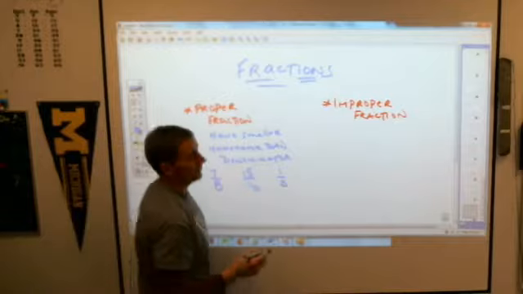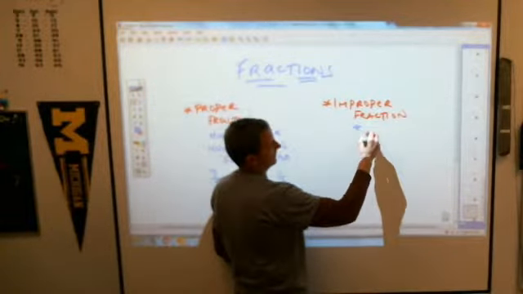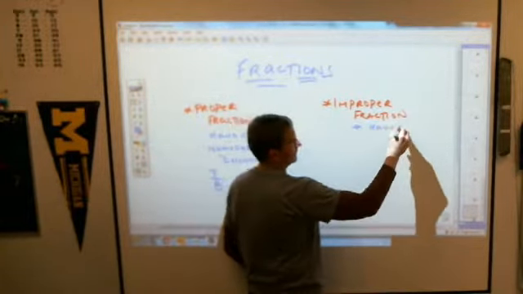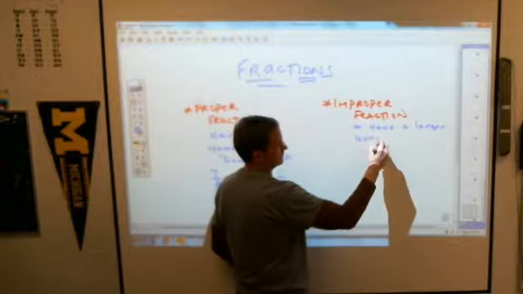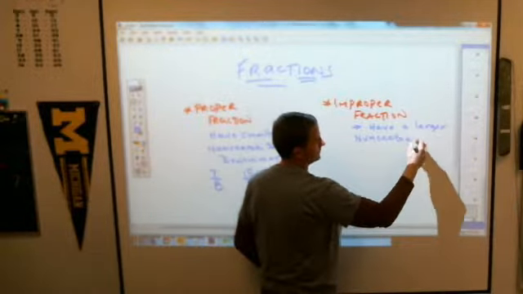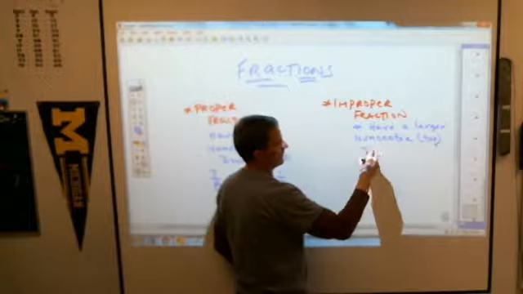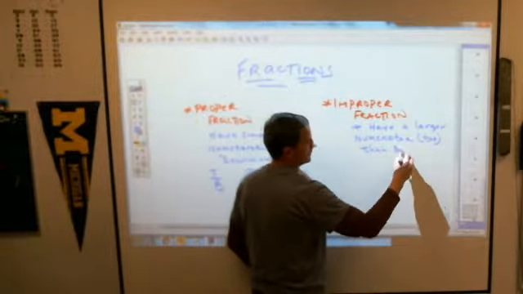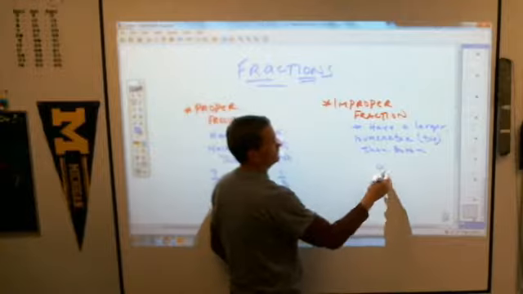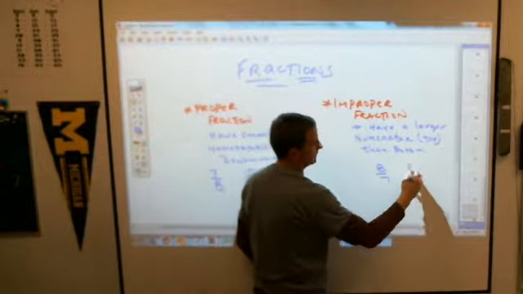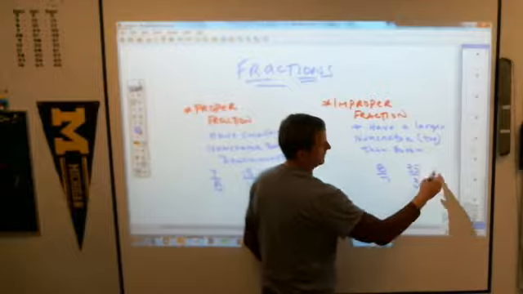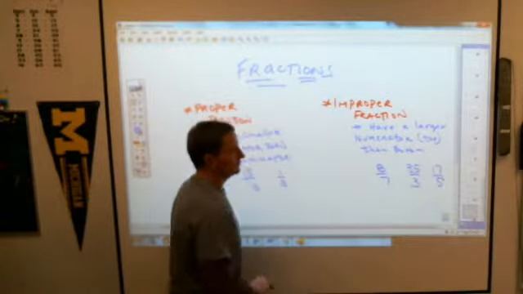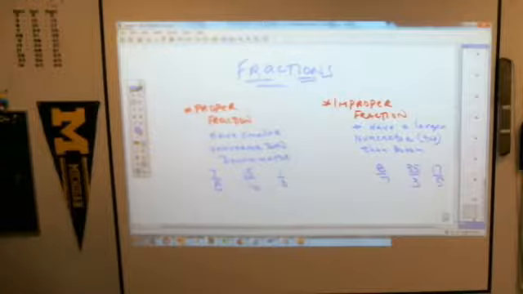When we talk about improper fractions, you probably can guess what I'm going to say. These are ones that have a larger numerator, which again is the top, than the bottom. And that would be maybe 8/7, maybe 35/3, maybe 17/5. And I suppose they're called improper because there is an easier or a simpler way to do them.